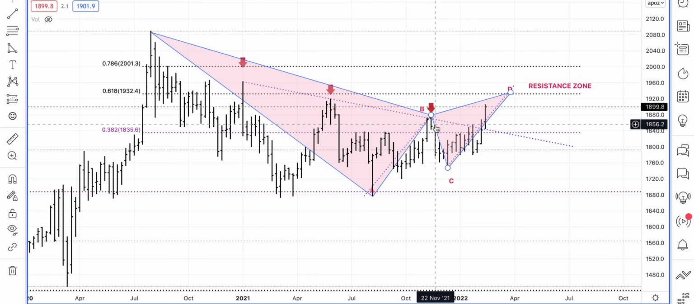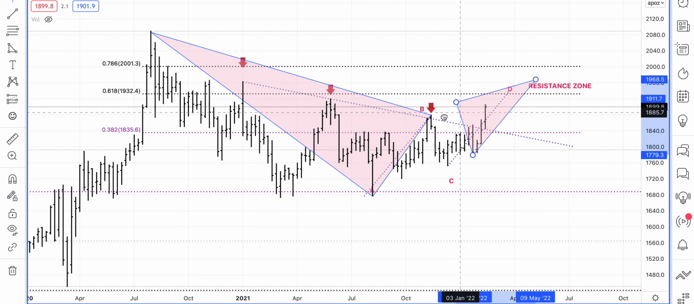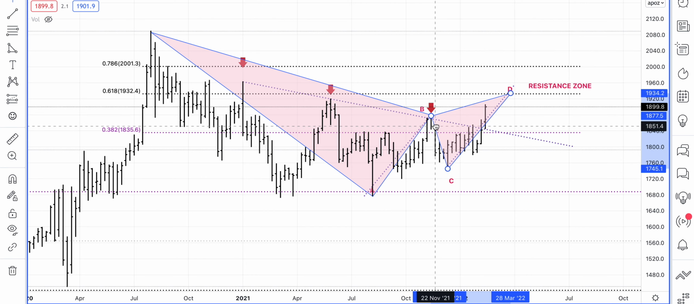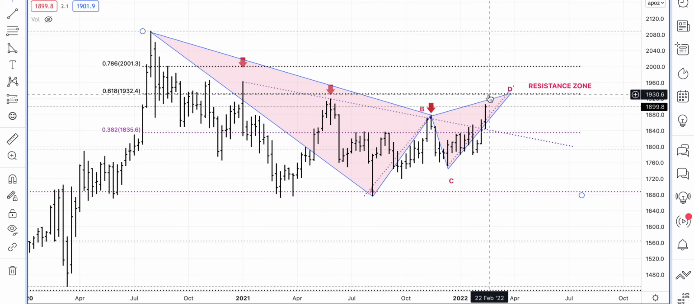The pullback could be, perhaps, this much, which would still be quite a lot, but we'll have to see how the price will trade over there. But this will be the 61.8% retracement, and then we have the ABCD. So we'll have to watch that space carefully. But that's the way it looks like. The price is quite likely going in that direction at these levels.